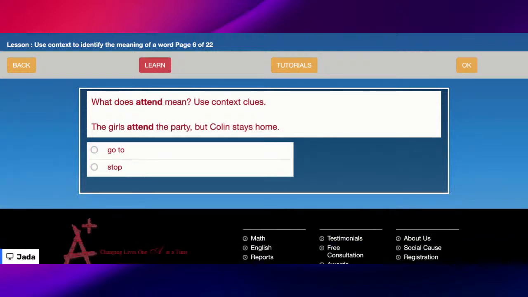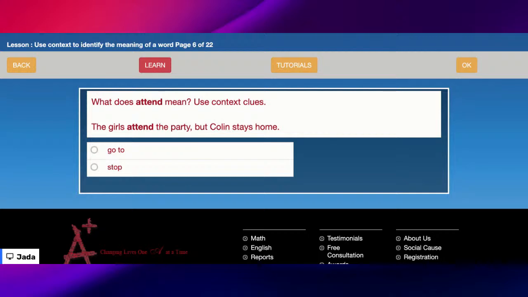What does attend mean? Use the context clue. The girls attend the party, but Colin stays home. Okay? The girls attend the party, but Colin stays home. So, what does it mean? The girls attend. So, what does attend mean?